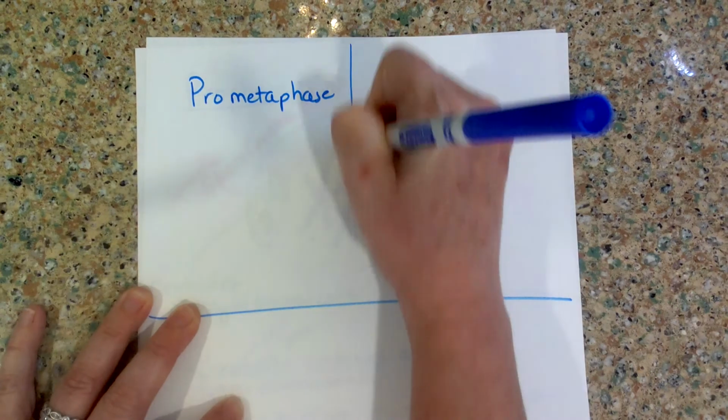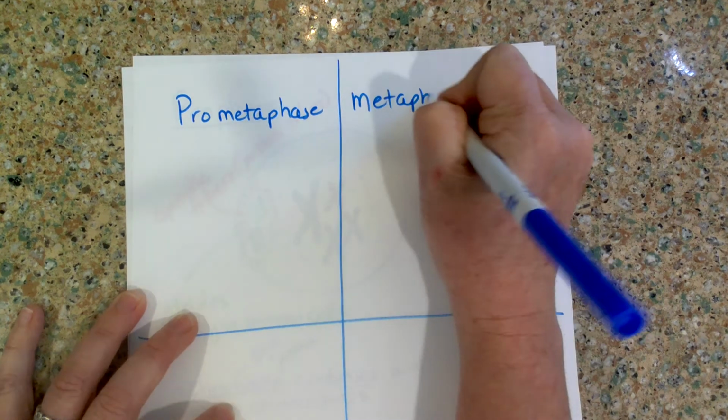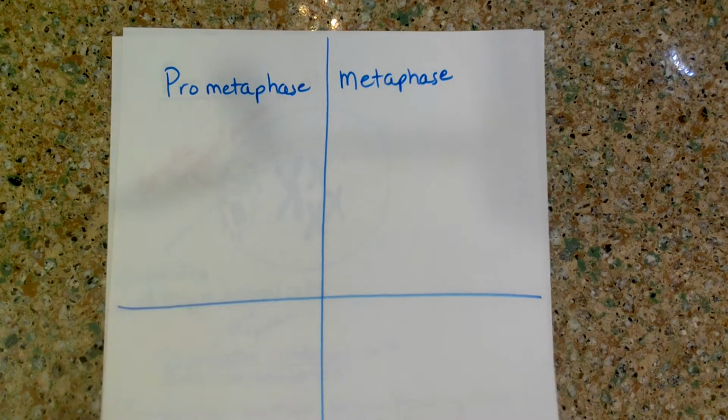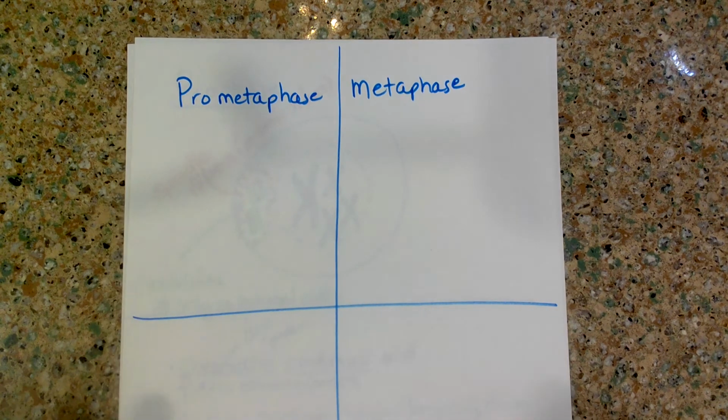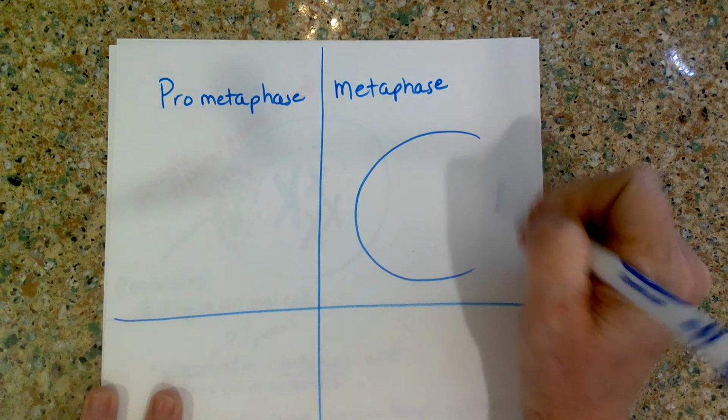Okay, and then I'm just going to draw metaphase right beside it. So that's what your paper looks like. So you're good to go on that. Okay, so in prometaphase, is it just a transition? So I'm going to skip that for a second. I'm going to go to metaphase.